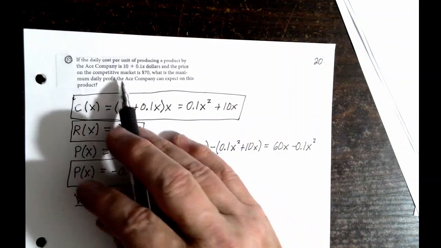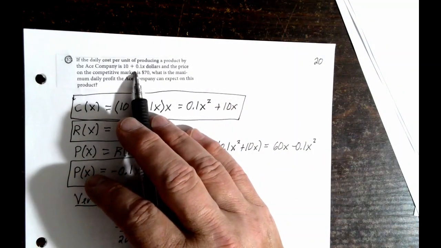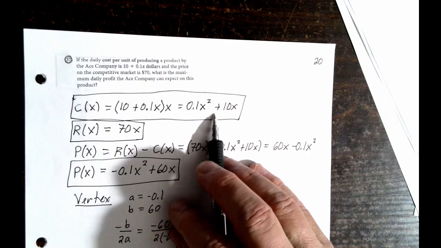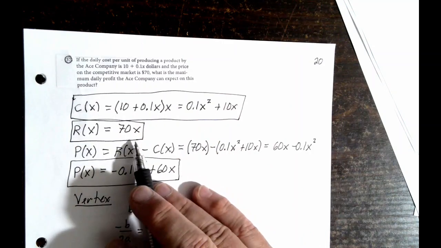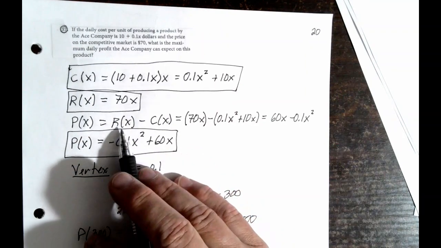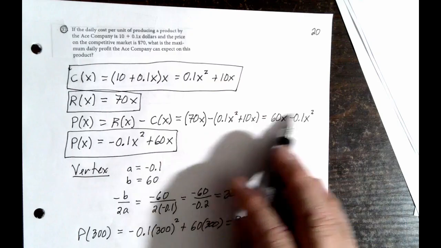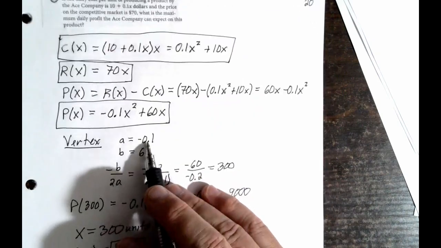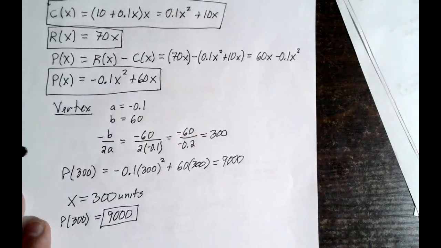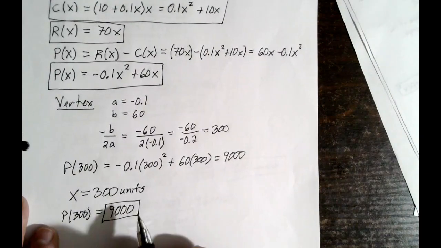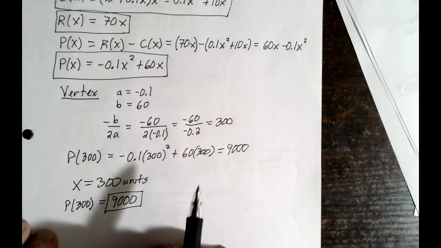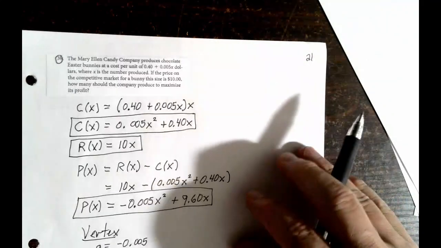Number 37, they give you the cost per unit as 10 plus 0.1x, so you multiply that times x to get your cost function. They're selling them for $70, so the revenue is 70x, and there you go. Profit is simply revenue minus cost, and you get this here. If you find the vertex of the profit function, you'll find where you can maximize your profit: at 300 units, and your maximum profit will end up being $9,000.